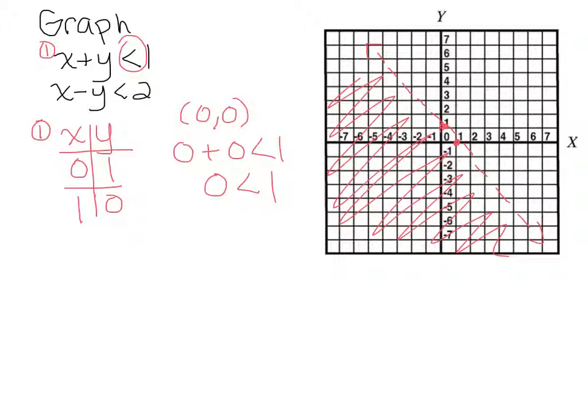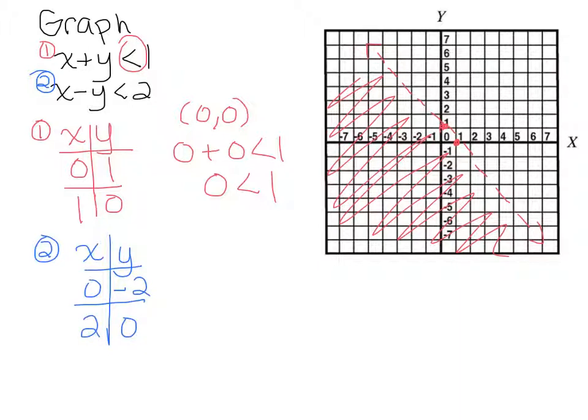Now let's graph the second line, using the x and y intercepts again. When x is equal to 0, y is equal to negative 2. When y is equal to 0, x is equal to positive 2. So the points are 0, negative 2, and 2, 0. Since again this is an inequality sign without the equal sign, we'll use a dotted line.